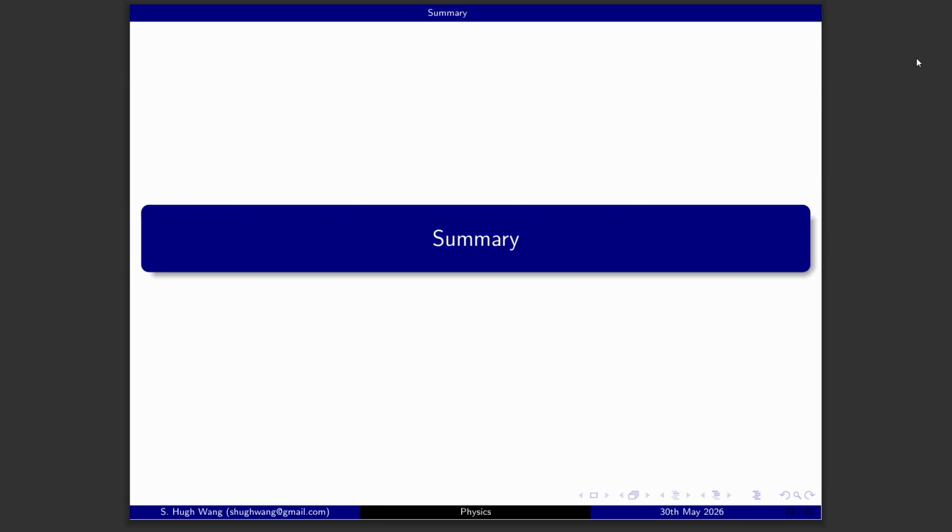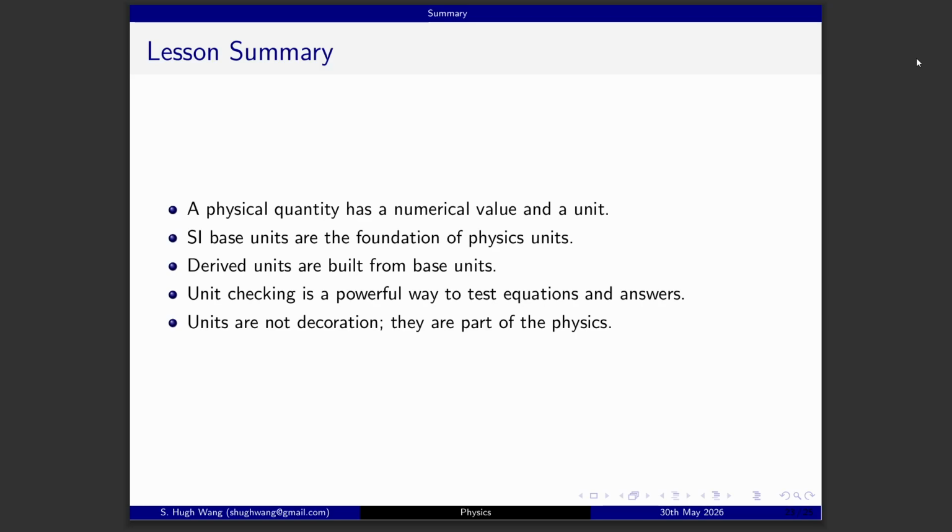Let's summarize the key ideas from this lesson. First, a physical quantity has a numerical value and unit. SI base units are the foundation of physics units. Derived units are built from base units using equations. Unit checking is a powerful way to test equations and answers. And finally, units are not decoration, they are part of physics.